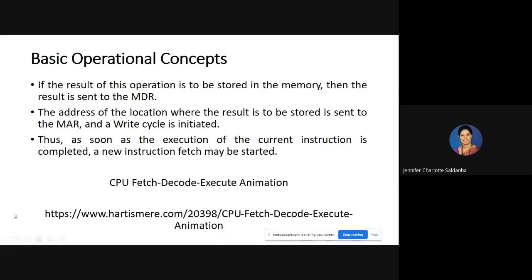I will show you that, which will give you a step-by-step animation of each operation. Then we'll work out two examples. I will give you the instruction, and you have to give me the steps, from the beginning till the end, till storing the result of an instruction as per the instruction given.